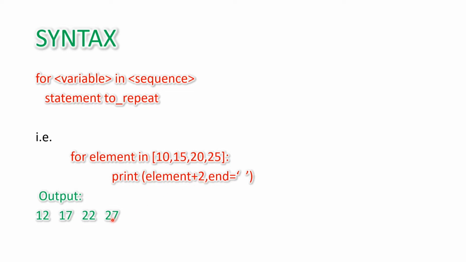Every for loop is indented and it has a colon at its end, and here you can see indentation before the print. So all the commands which have the same indentation are part of the for loop. When the element value reaches 25, then this for loop gets terminated.